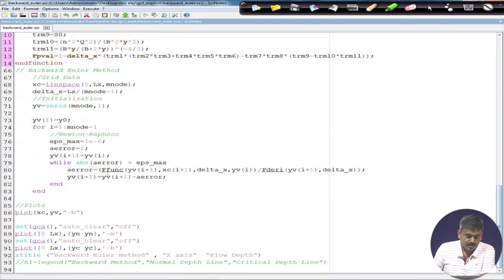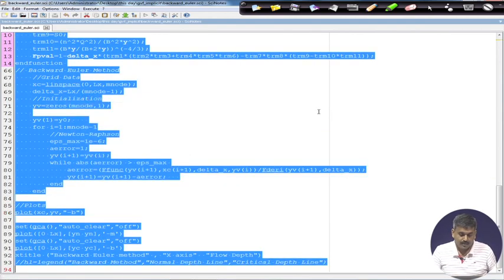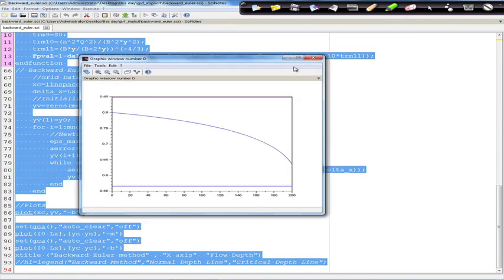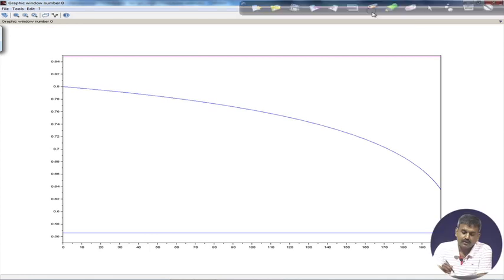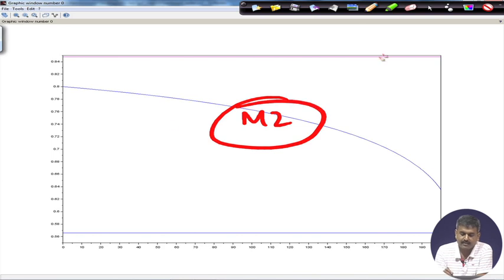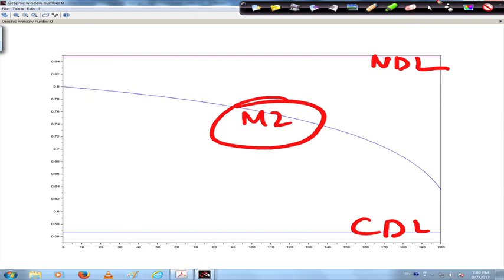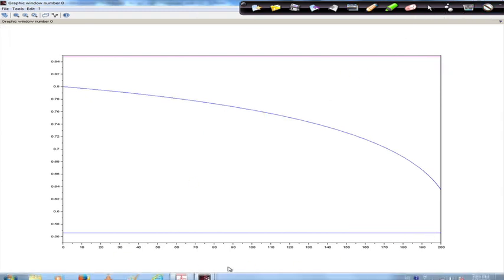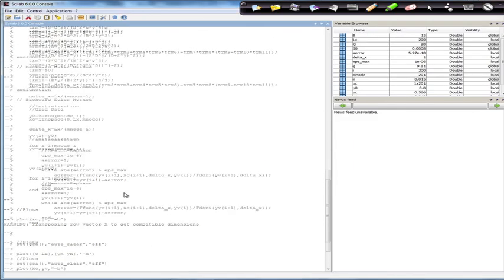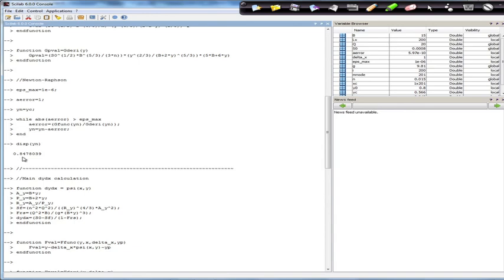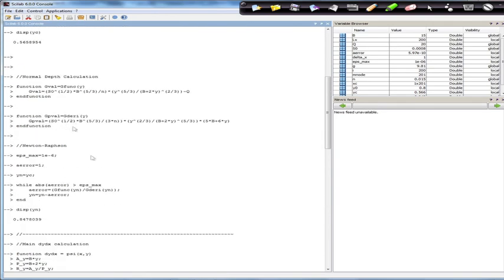Now, this is minus error, this is x c y. Now, if we run it, similar to our explicit method, we are getting M2 curve. In this case, this is NDL or normal depth line, this is CDL or critical depth line. From our calculation point of view, this yn is 0.8478 and yc is 0.5658.